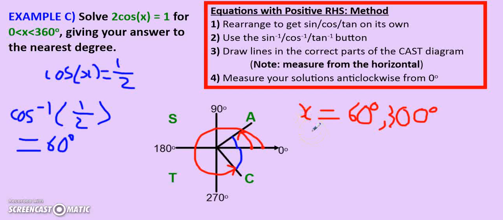Okay, so in our next video we will look at how to deal with negative right-hand sides, and as the series goes on we'll look at some other ways that these equations can be changed. But for now, we've used the CAST method to solve basic trigonometric equations.